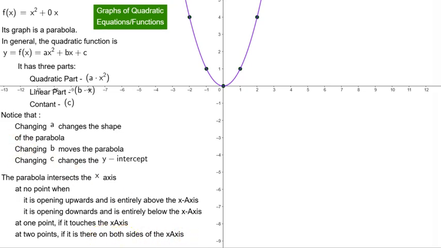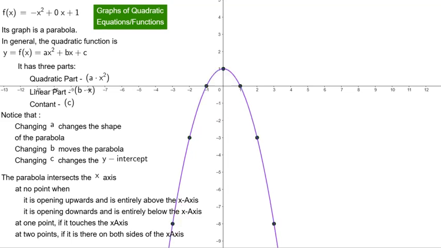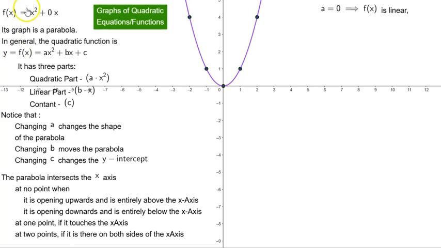So let's take c to 1 now. No, not 1, to -1. So at 2 points. Similarly, if it is facing downwards and c is 1, then also it is intersecting at 2 points. A is equal to 0. That is, the coefficient of x square, if it is 0, then what happens? The function becomes a linear function. So let me actually put some values there so that we can see it.